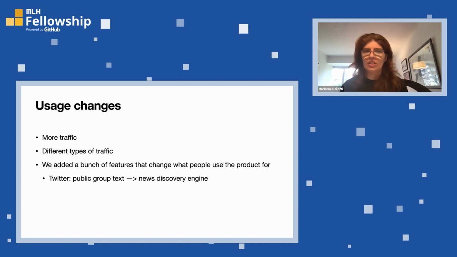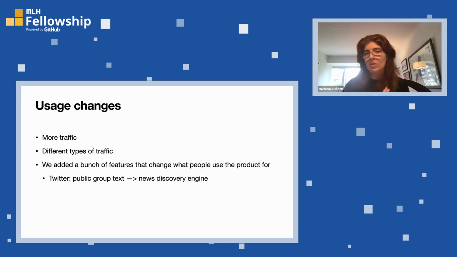Start with usage changes. Usage changes can be things like more traffic, and they can be things like different types of traffic. They can be things like we added a bunch of features and the product inherently changed. A good example of that last one is when Twitter first started, it was essentially a kind of group texting platform that was public. And now, if it's anything, it's how people really discover news. And those are two completely different things.